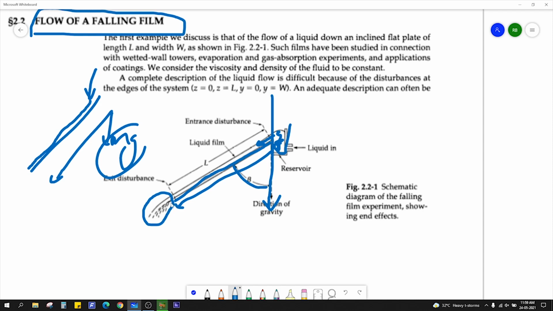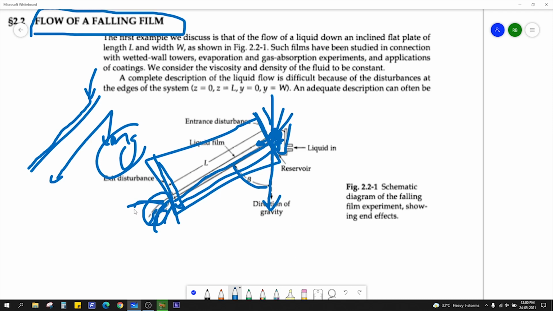It is like something turbulent, right? It is spreading out. Similarly, at the entrance point, there will be some chaos, some disorderly movement, kind of turbulence, right? So you have to assume that whatever balance you're doing is over this length, and you have to ignore this entrance disturbance and exit disturbances. So you are basically doing the momentum balance over this area only, right?